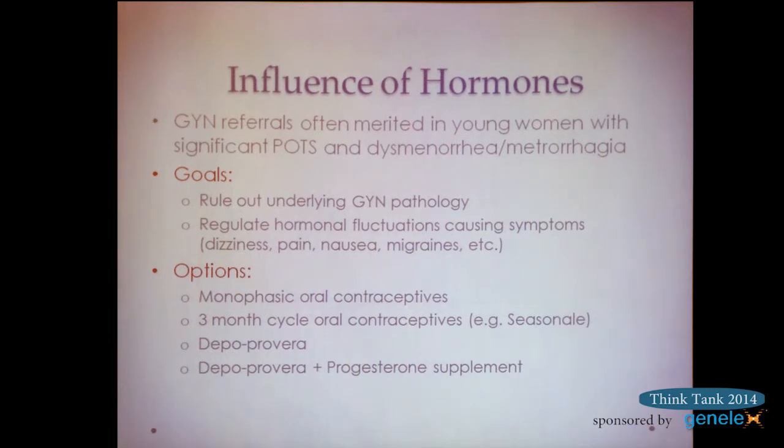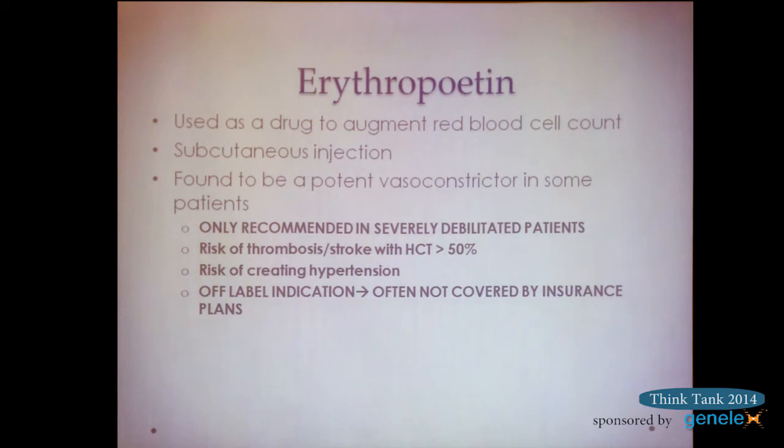So there are some quite interesting things that go on that I hear about related to young women who are having dysfunctional bleeding. The options for treatment usually include a monophasic oral contraceptive, where some patients just take that and skip the placebos. There's the 3-month cycle oral contraceptive, but sometimes that can be expensive, and these are not generic yet. Then there's Depo-Provera, and Depo-Provera plus a progesterone supplement like Agestin to reduce breakthrough bleeding.